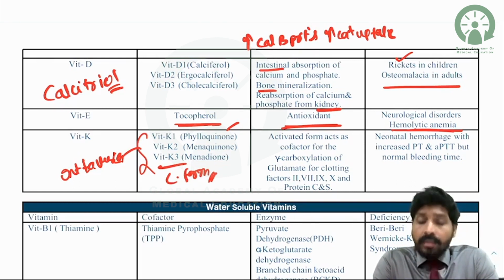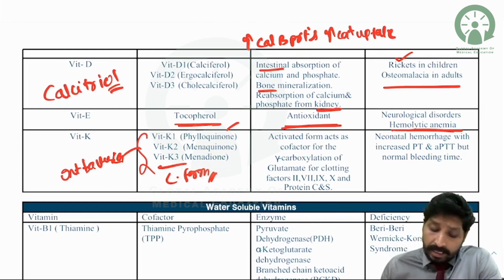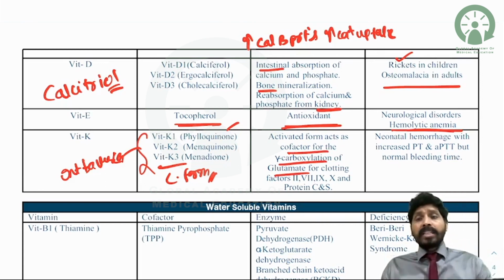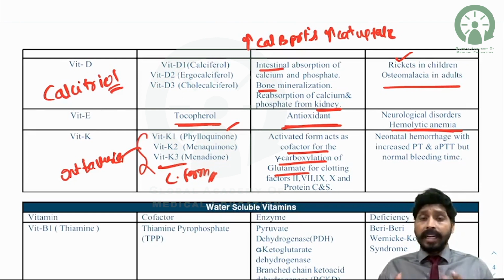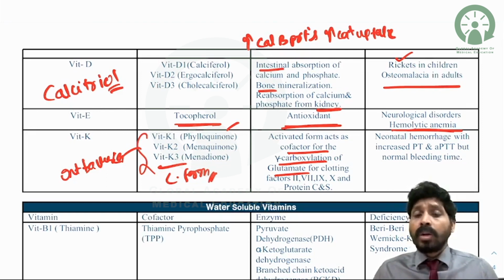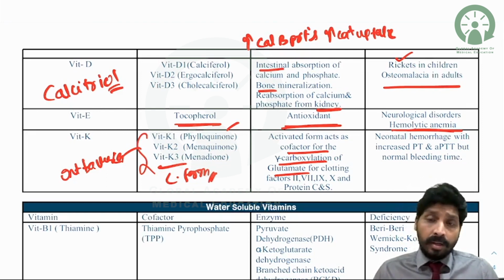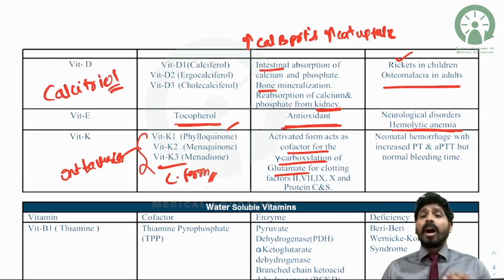And what is the main function of vitamin K? Its activated form acts as a cofactor for the gamma carboxylation of glutamate. So that means, here we have already learned that blood clotting factors are proteins which are synthesized in inactive forms. For their activation, they need post-translational modifications. One such post-translational modification helping agent is vitamin K, gamma carboxylation, prothrombin to thrombin.